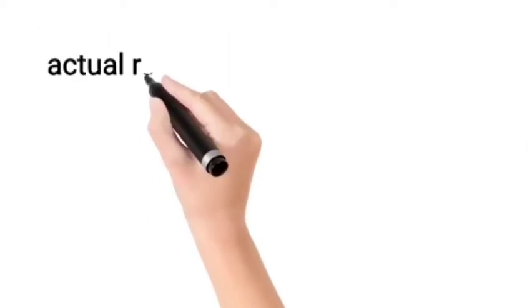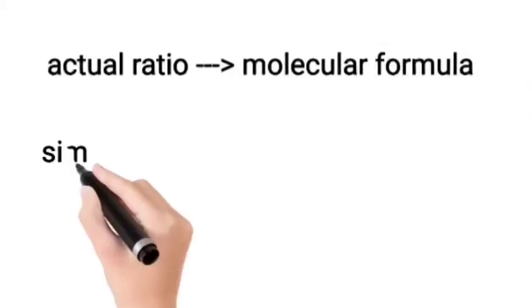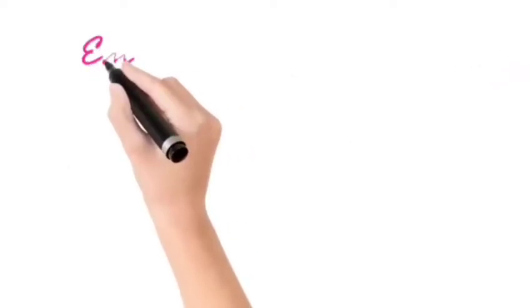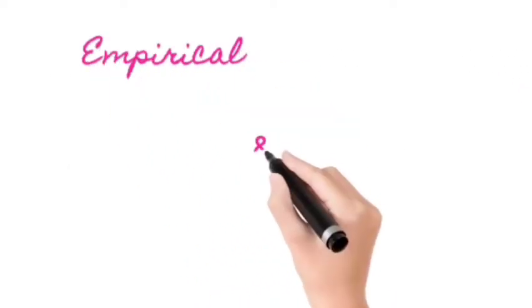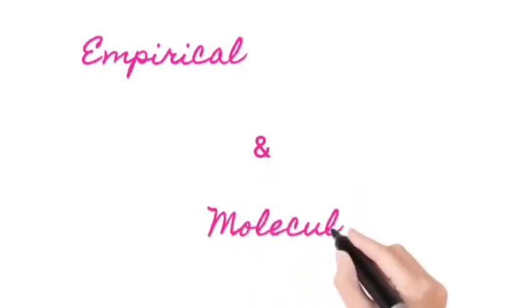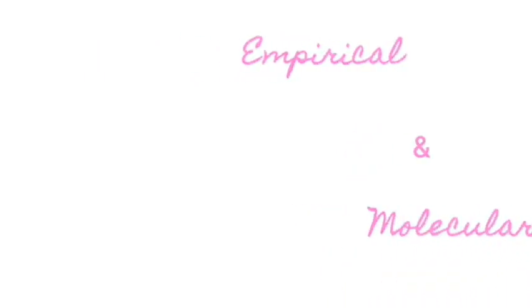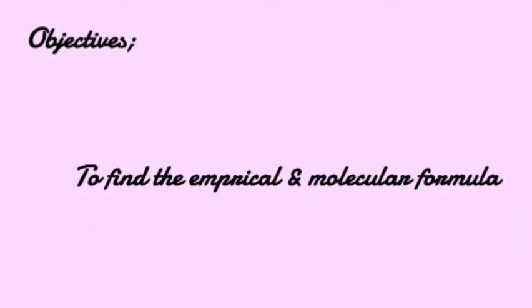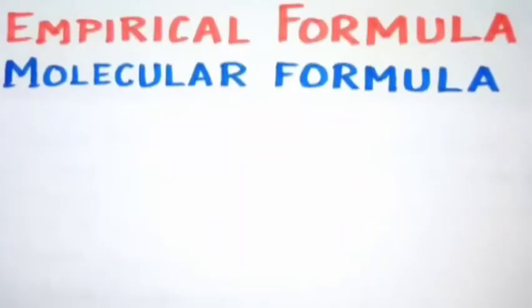So the actual ratio of the components in the molecule is called molecular formula, and the simplest ratio of the components in the molecule is called empirical formula. Let's see briefly about empirical and molecular formula in today's class. At the end of this session, you will be able to find the empirical and molecular formula of the compounds.